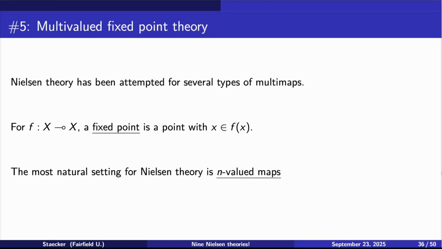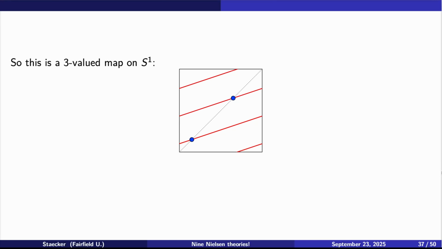And the most natural, the kind of easiest setting in Nielsen theory is what they call the n-valued maps. This means every x gives you a set of n elements in the image. Exactly n, so never fewer than n. All right, this is called the n-valued map. So this right here is an example of a 3-valued map on the circle. If you look, every point in the domain has exactly 3 values above it.